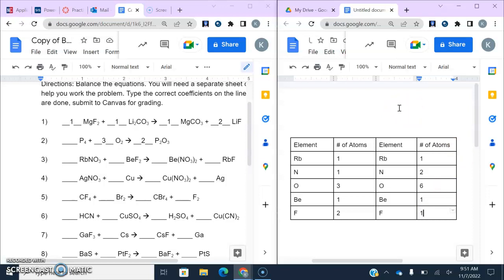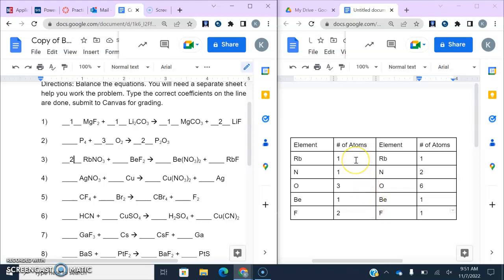So I'm just going to pick a place to start, and we're going to start working our way through. So I can see that my nitrogens are unbalanced, as well as my oxygens and my fluorine. So I'm just going to go ahead and start with my nitrogen. On my left-hand side, I have a 1, and on my right-hand side, I have a 2. So I'm going to try to get my nitrogen on the left up, and by doing that, I'm going to have to put a 2 coefficient in front of that compound with that nitrogen, okay?